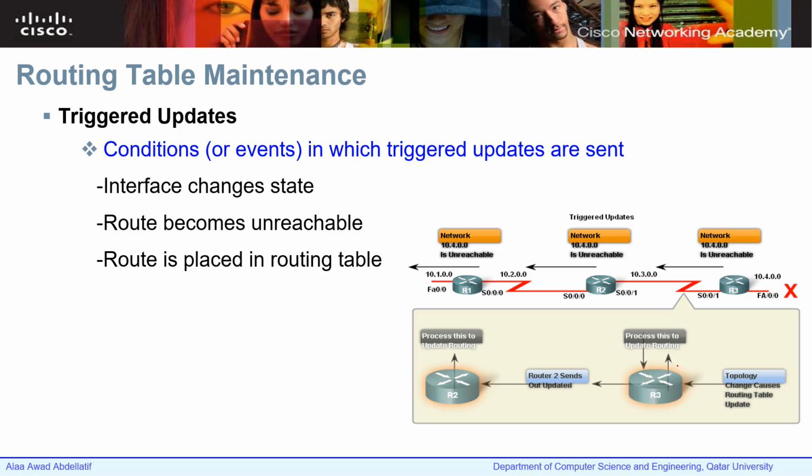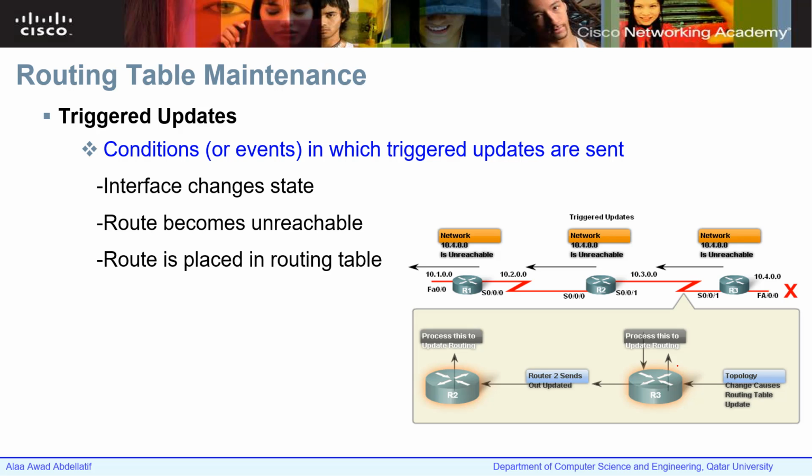First is interface change. If one of my interfaces, for example, changes or goes down, I have to send to all other routers that this interface is down or this interface has changed. So the first is interface change.